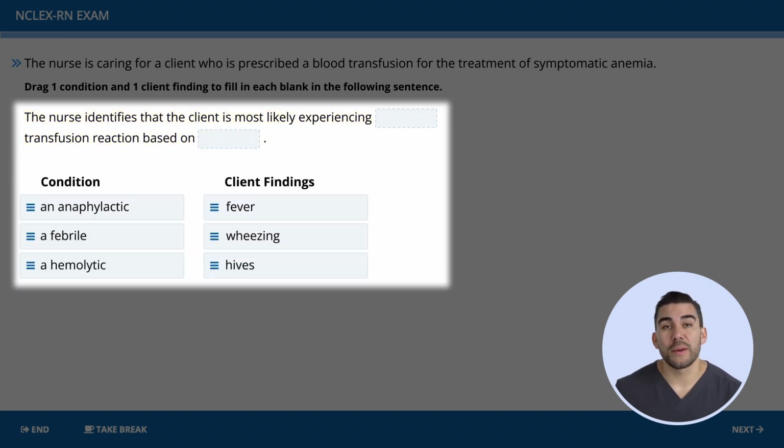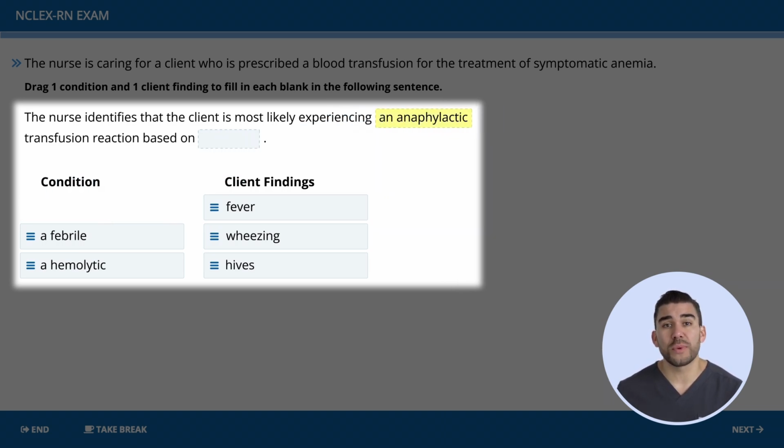So now let's look at the options here. The nurse identifies that the client is most likely experiencing blank. Well, anaphylactic reaction is the correct choice because of the wheezing and shortness of breath. Remember, this is just simply a severe allergic reaction. Now, it's not going to be a febrile reaction because that would include increased temperature in several types. And it's not going to be a hemolytic reaction because the client would present with low back pain and low blood pressure. All right, so we chose the anaphylactic reaction.